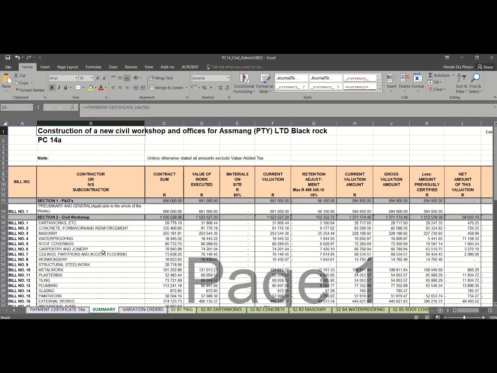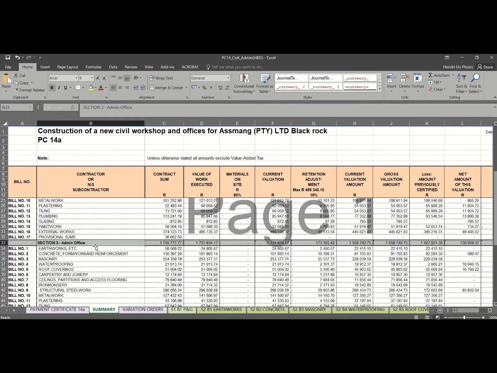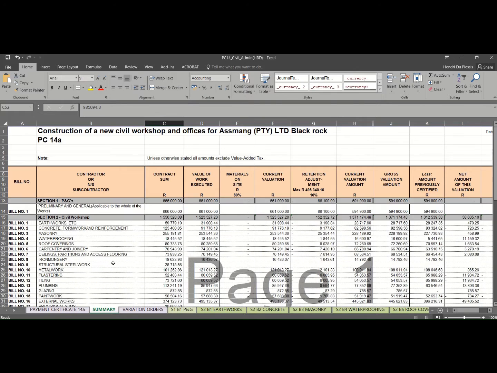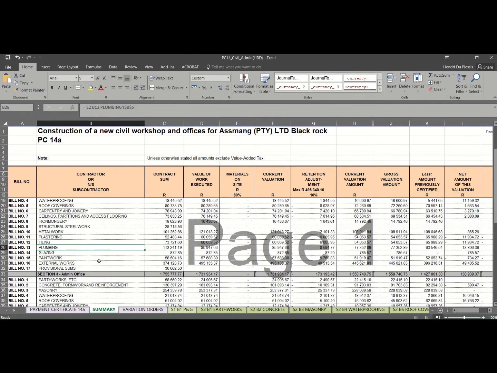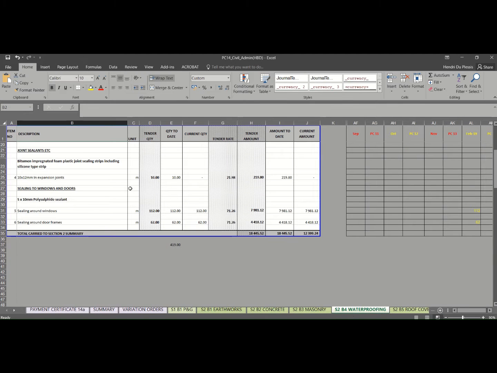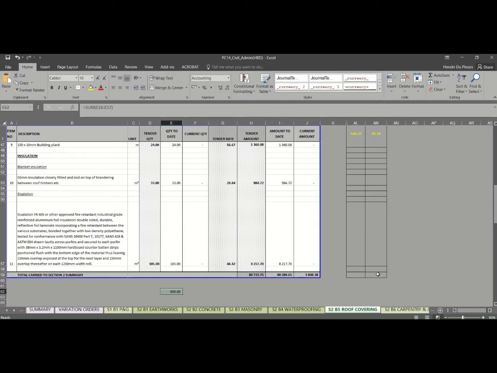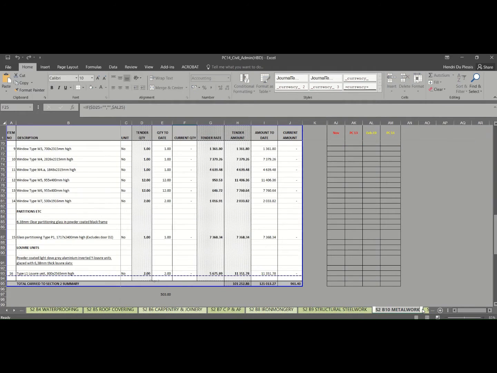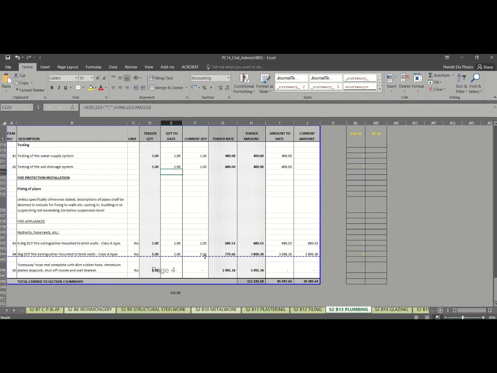So in this specific project we had different sections. We had two buildings, the civil workshop and the administration building, and here's the electrical work that tallied up to the total. So let's look at our plumbing. Our plumbing was bill number 13, and it was for 113,000 Rand on this particular project. So I'm just going to scroll to that section. This was actually the payment certificates that was developed from that. So let's just go to bill 13 so that we can start with that.